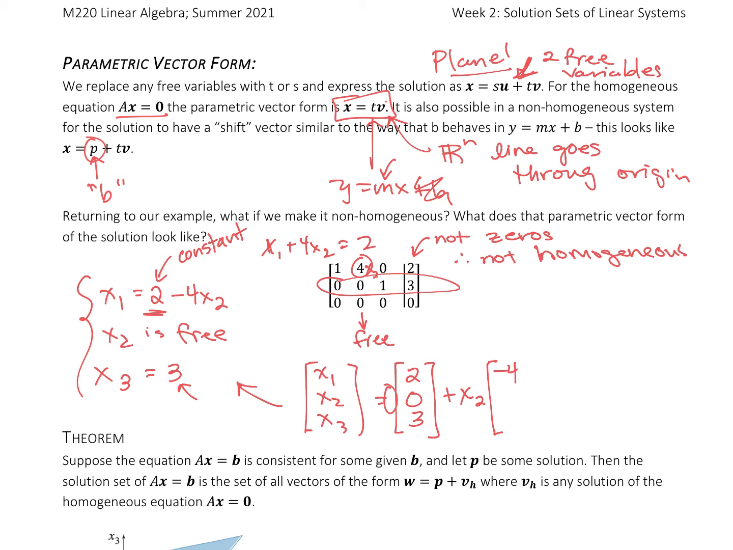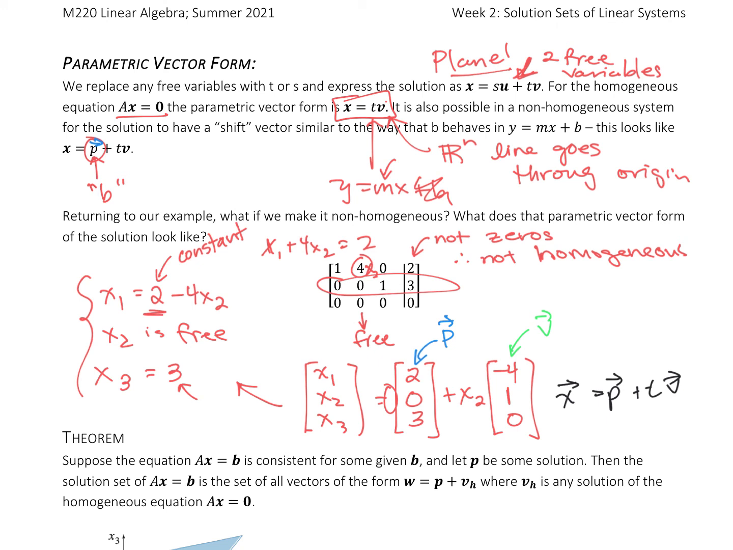x2 needs to be multiplied by itself so that I know that x2 equals x2. And x2 is going to be multiplied by 0 because there is no x2 in the x3 equation. So here we go. This tells us that (2, 0, 3) is our p vector, and that this is our v vector, and we get the lovely equation x = p + tv here. Yay!